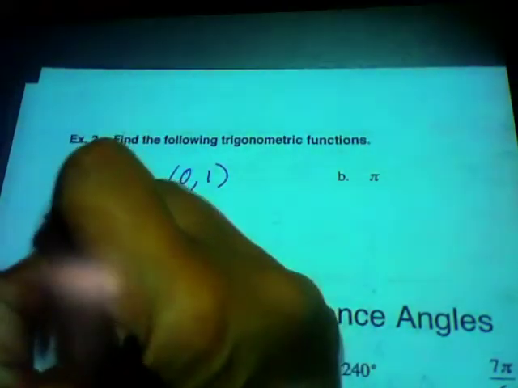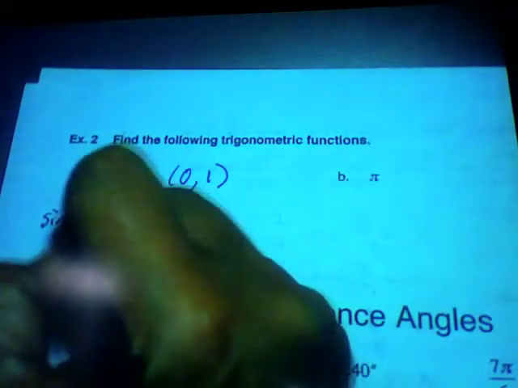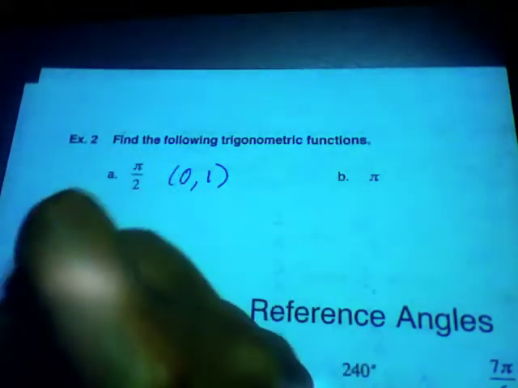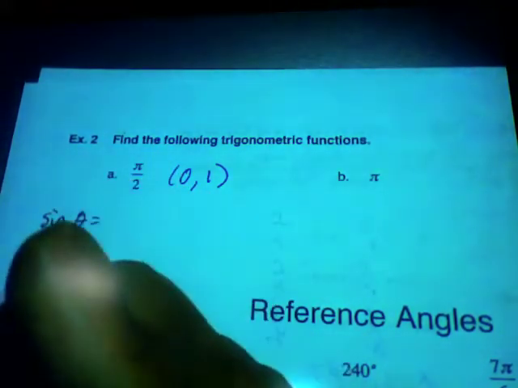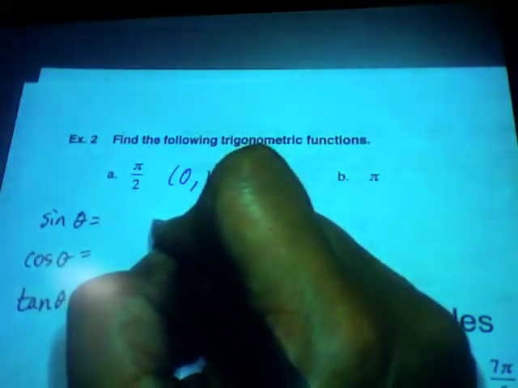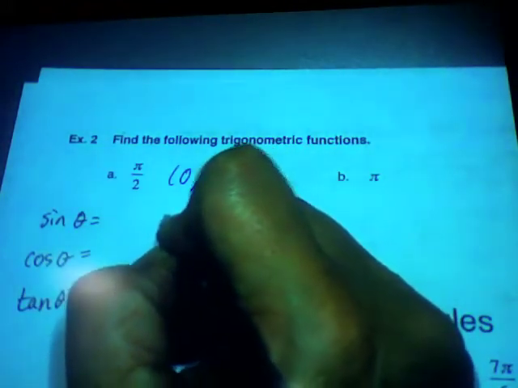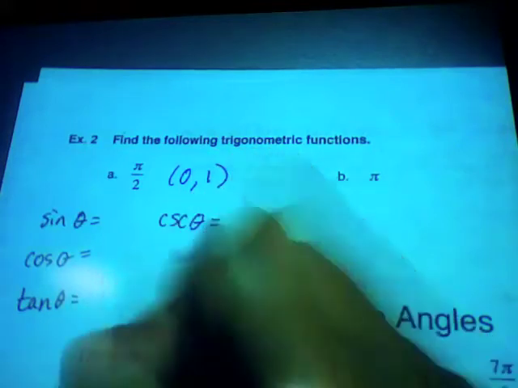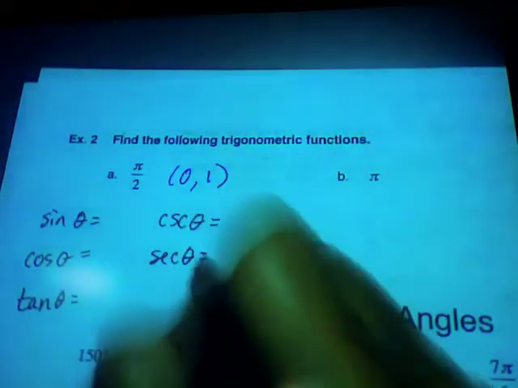So we've got sine of, they didn't give us it, so we'll say theta, cosine, tangent of theta. What is the inverse to sine? Cosecant. So secant, and then cotangent.